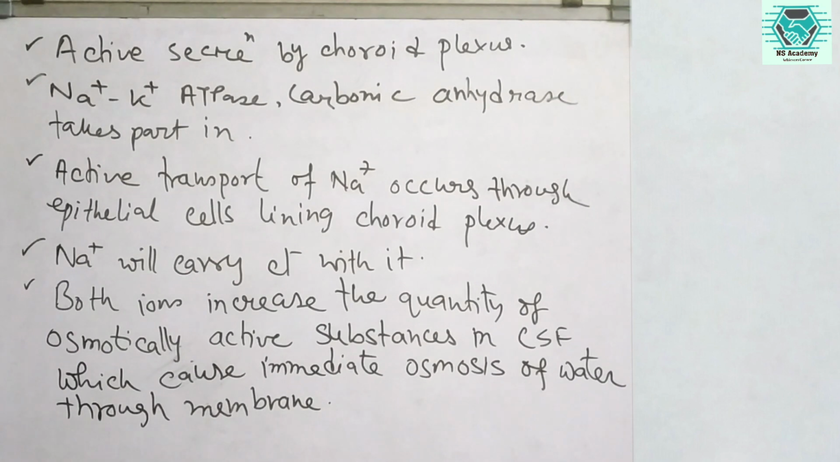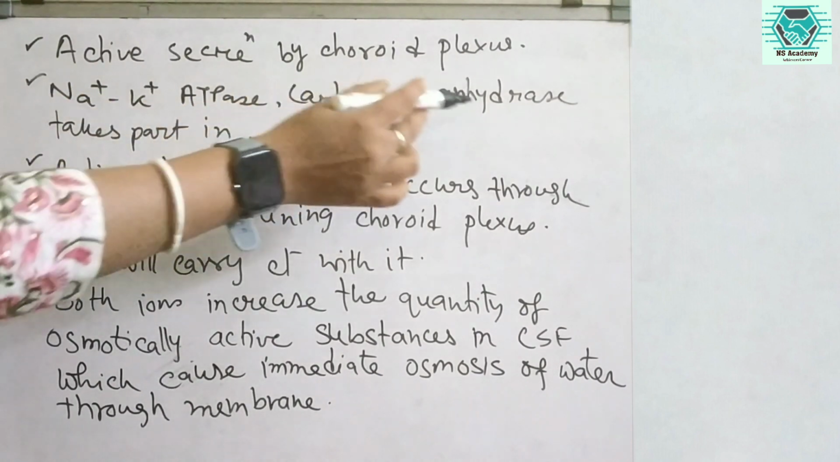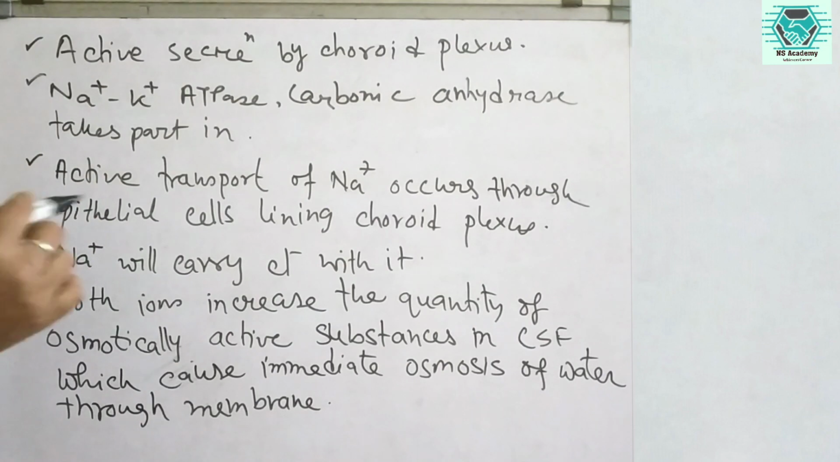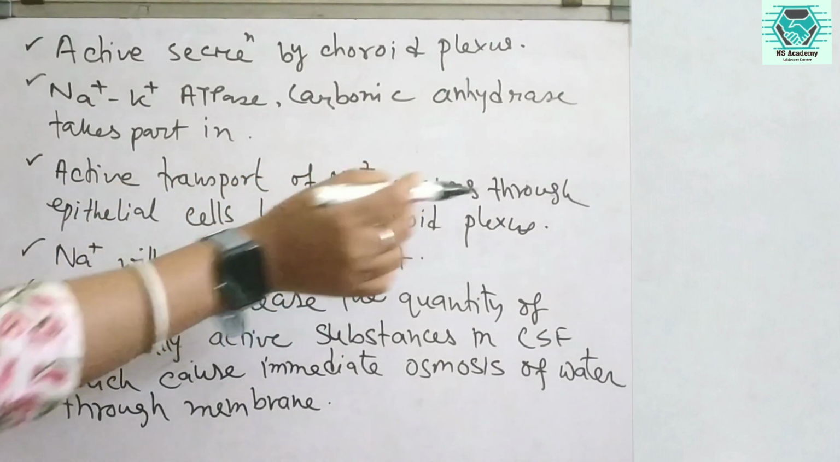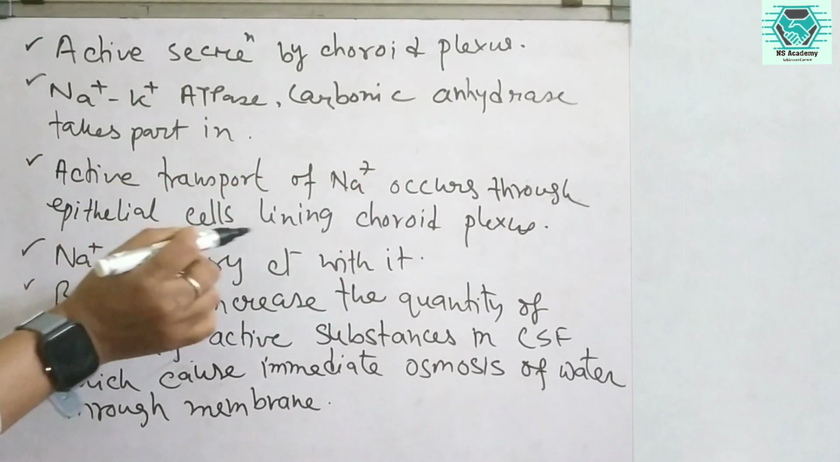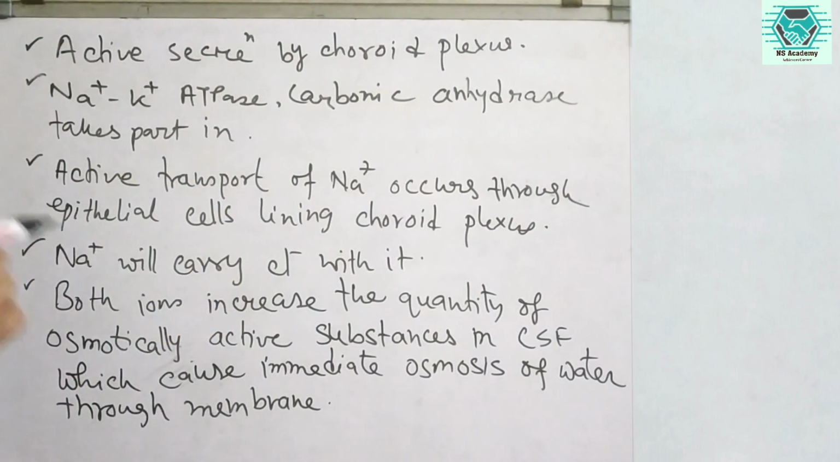So the secretion is basically active transport, and Na+/K+ ATPase and carbonic anhydrase take part in this. Active transport of Na+ occurs through the epithelial cells lining the choroid plexus, and it will carry the Cl- with it. Both ions increase the quantity of osmotically active substances in CSF, which causes immediate osmosis of water through the membrane.